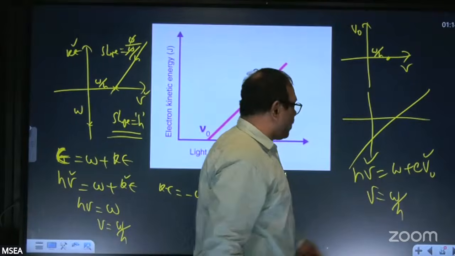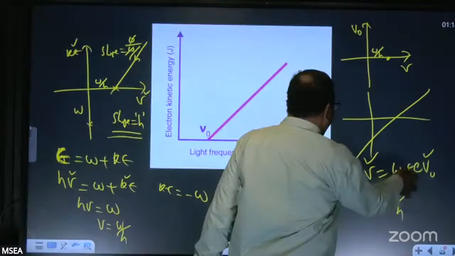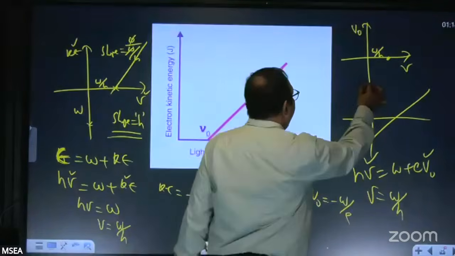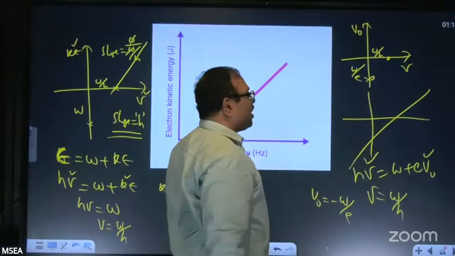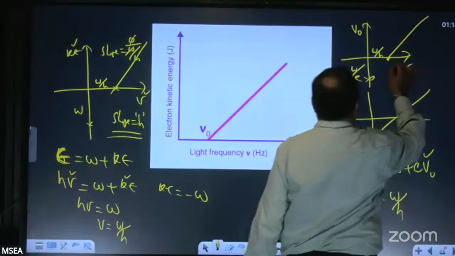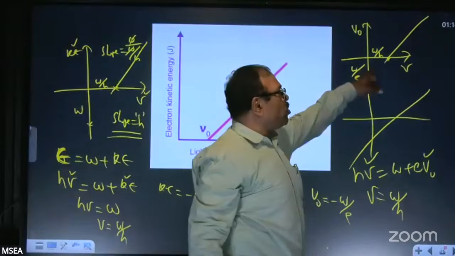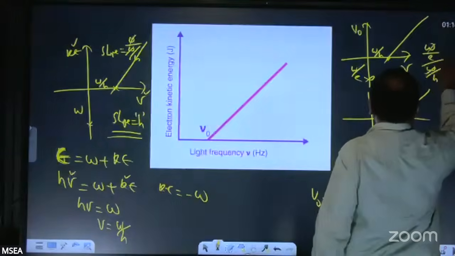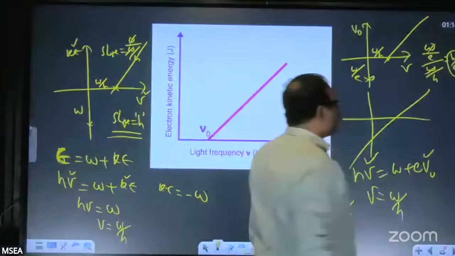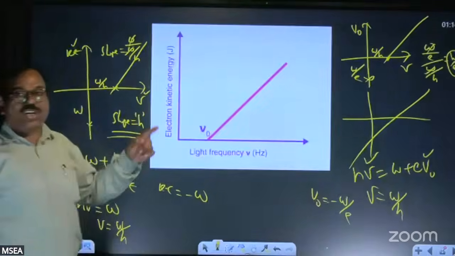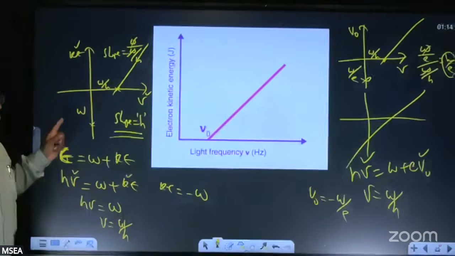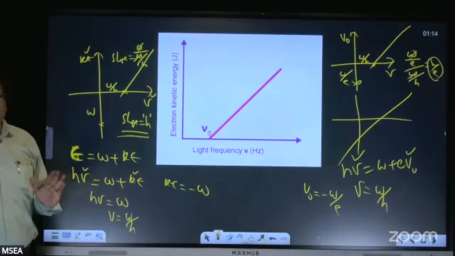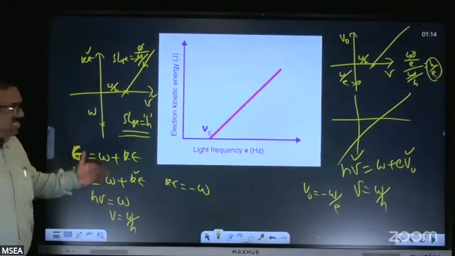And we can also take it here: if you want to get V naught, put nu as 0. Then V naught is equal to minus W by e. So the graph you will get is like this. What about the slope of this graph? Y by x, or W by e divided by W by h, which is equal to h by e. So the slope of stopping potential to frequency is h by e, whereas for kinetic energy to frequency the slope is h, which is Planck's constant. You must remember these things.